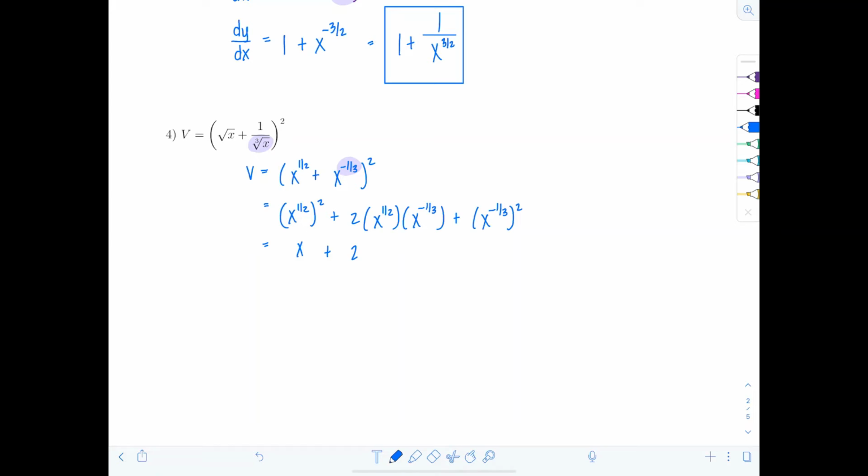plus 2 times x to the, now let's see here, I have 1/2 times -1/3, so I'm going to add them together. So 1/2 minus 1/3, that's 3/6 minus 2/6, so it's going to be 1/6. So the new exponent here is 1/6. Plus x raised to the, now I'm taking a power, raising it to another one. So for our exponent rules, I multiply x to the -2/3. I'll put the 1 here if it makes you feel better.